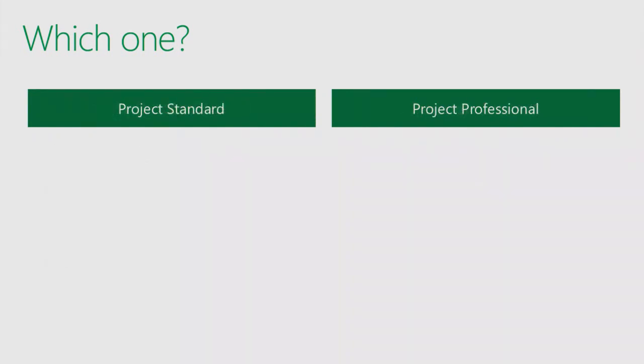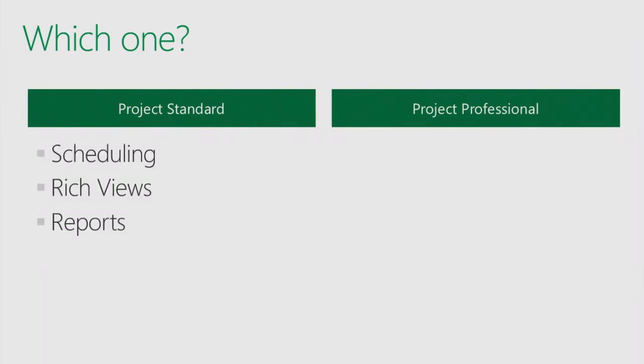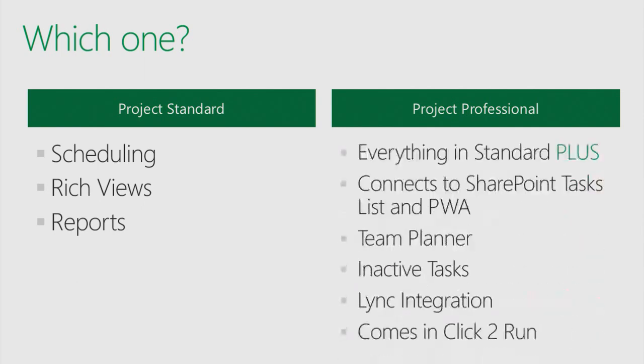Now, next question is, which one between Project Standard and Project Professional? Project Standard has great scheduling. It has most of the rich views. It has all the new reporting features that I showed you. Project Professional has everything in Standard plus connects to SharePoint Task List and PWA. If you're in this session and read the description and saw that it's about working with PWA, you probably want Project Professional, because Project Standard is not going to work with it.